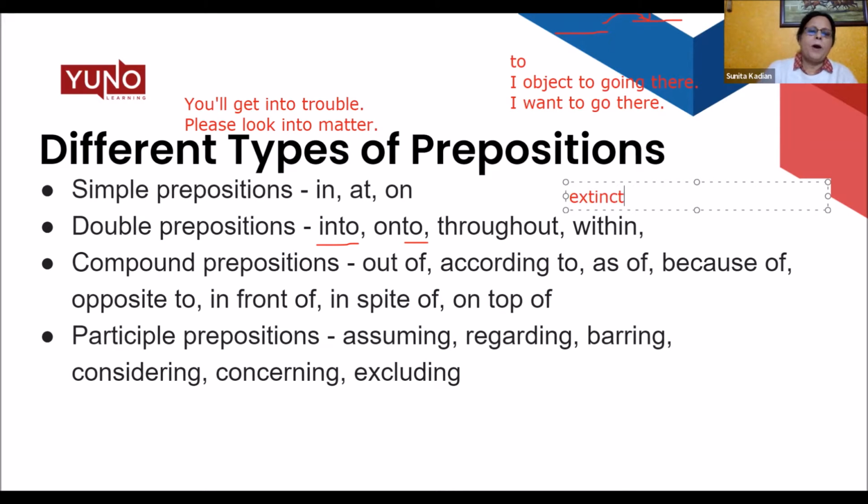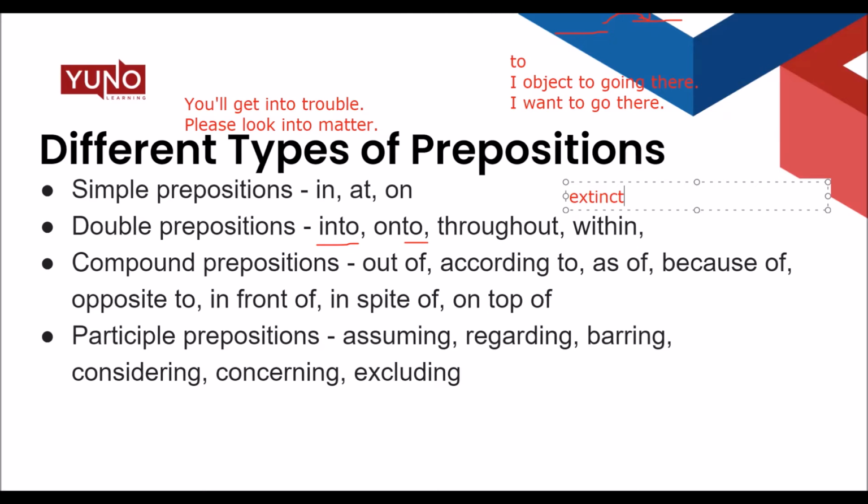Okay. Now, participle prepositions. Verb forms have their participles, the ing form, present participles: writing, doing, going, learning. So we also have participle prepositions. Interesting. Ing forms: assuming, regarding, barring, considering, concerning, excluding. Can you use any of them in a sentence, please? We all are going to the party, comma, excluding the junior batch. This is correct.